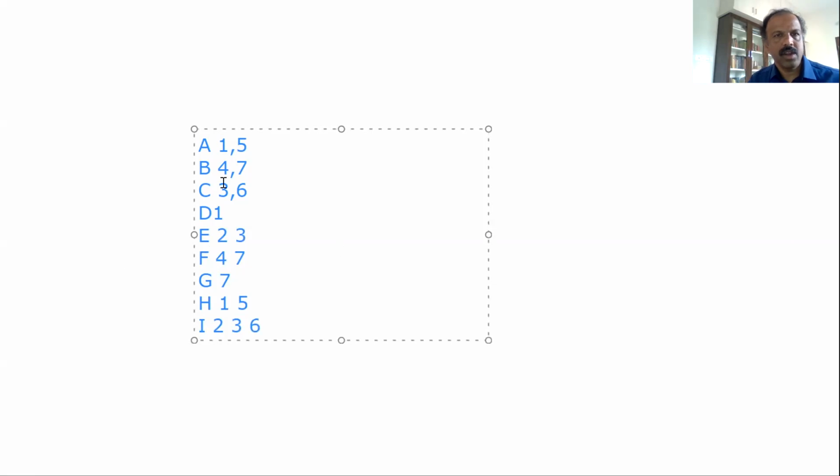Now this is the requirement. If you observe carefully, first you just look at which are the machines which are common to the parts.